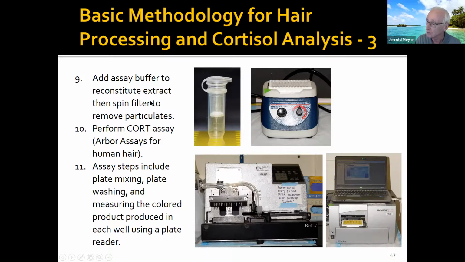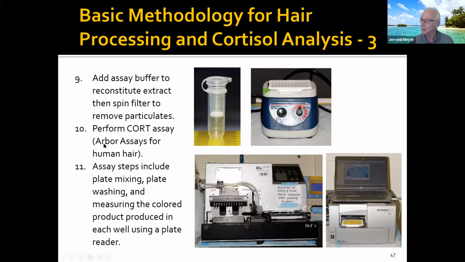And so we filter those particles using a centrifugal filter. So this is a little tube. We pipette in the cortisol that's back in solution, but with those little particles that are interfering, and we centrifuge this, and the particles are retained on the filter. This is a cellulose acetate filter, and the liquid containing the cortisol goes through, and now we're ready to go.